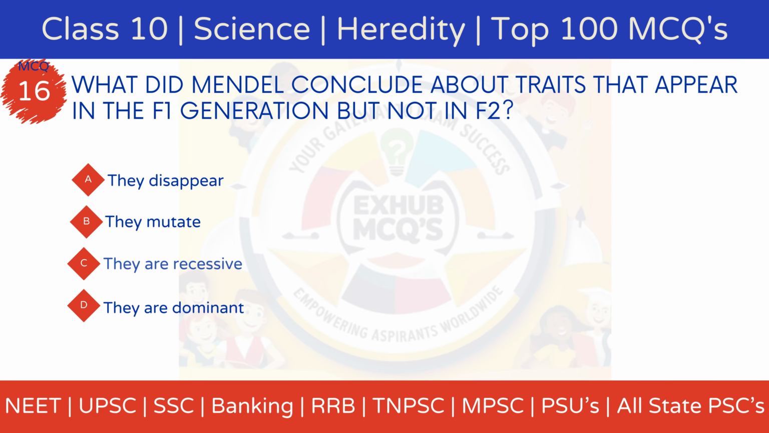MCQ 16. What did Mendel conclude about traits that appear in the F1 generation but not in F2? Option A, they disappear. Option B, they mutate. Option C, they are recessive. Option D, they are dominant.